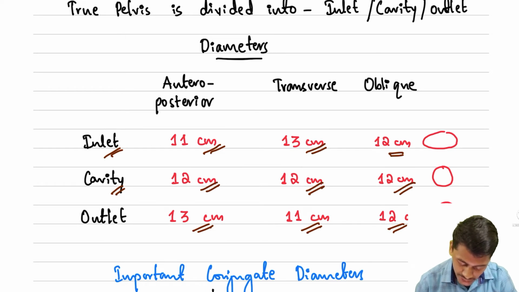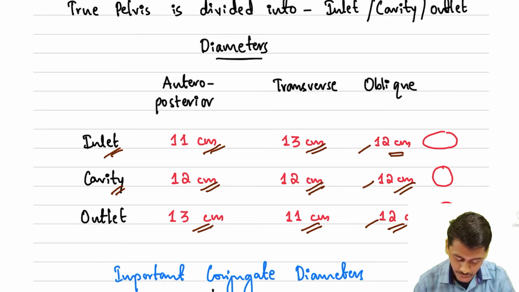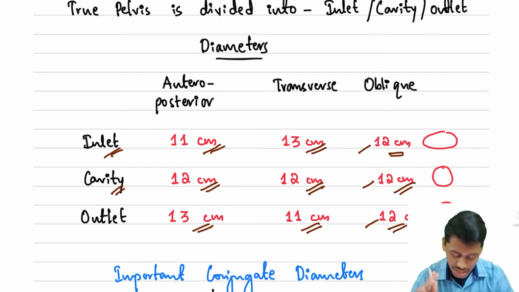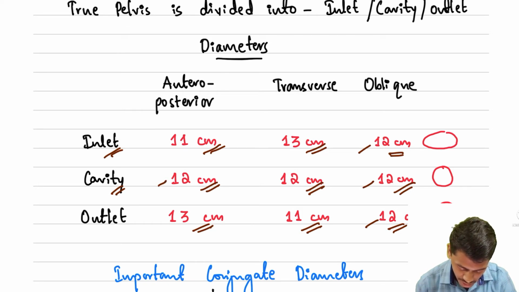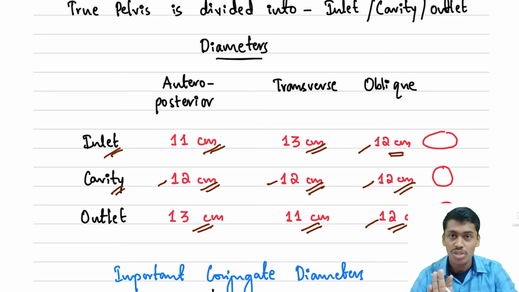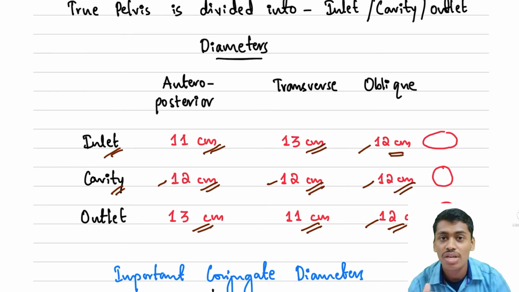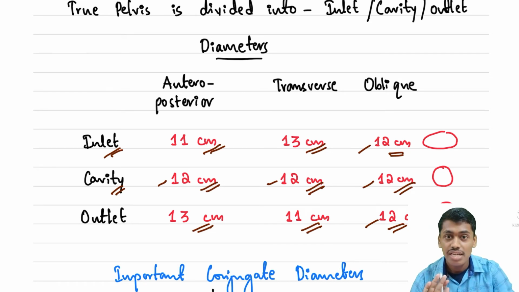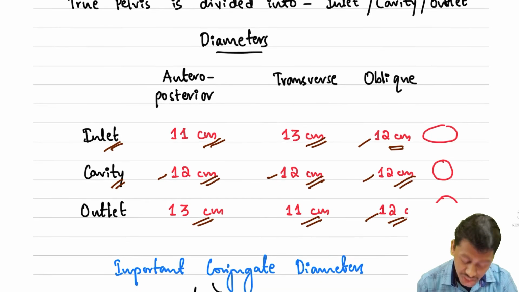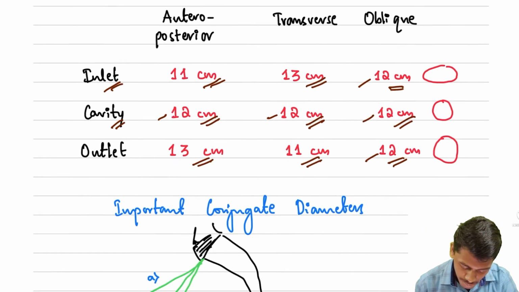We can see that the oblique diameters of the inlet, cavity and outlet are the same, 12 centimeters, 12 centimeters, 12 centimeters. And you can also see all the diameters, AP, transverse and oblique of the cavity are again the same, 12 centimeters. So you just have left 2 centimeters, 11 and 13. So inlet is compressed antero-posteriorly, so it is 11 centimeters, transverse is 13, and just reverse it for the outlet. AP is going to be 13 centimeters and the transverse is going to be 11 centimeters. So this is about the important diameters of the female pelvis.